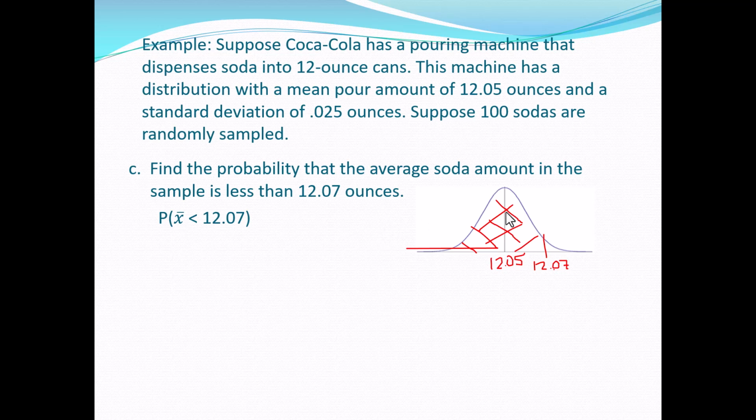The other difference here is that if you go the old route and calculate a z-score for this, if you take 12.07 and subtract 12.05 and then divide by the standard deviation of 0.0025, the sigma subscripted with x bar, you get a z-score of 8.